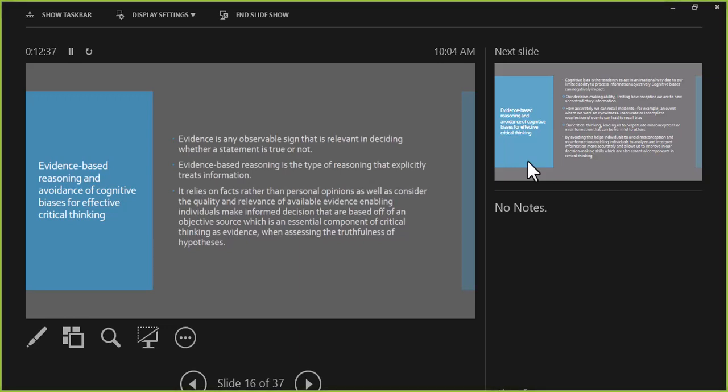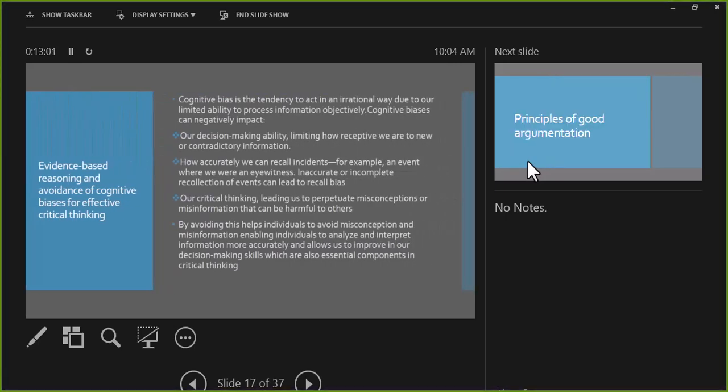In critical thinking, we have already said that informed decisions are very important in order to decide whether information is true or false. Therefore, in critical thinking, if our reasoning is based on evidence, then we can make informed decisions on a hypothesis or a statement.